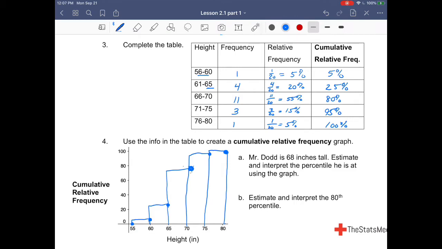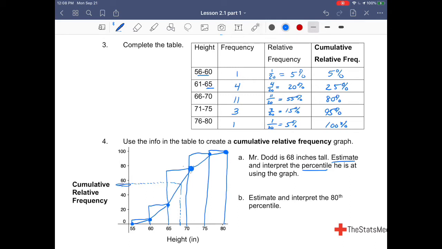So now we're going to use our cumulative relative frequency graph to answer some questions about it. So I am about 68 inches tall. And what we can do is connect these points to estimate and interpret the percentile. So at 68, it's probably going to be about right here. So slide over to here.